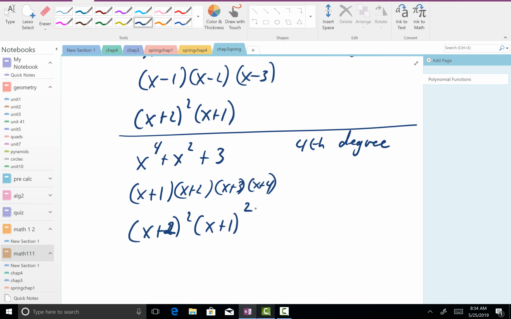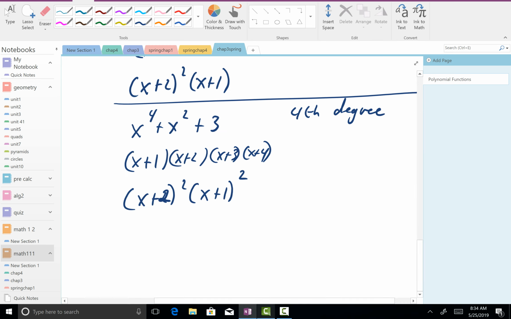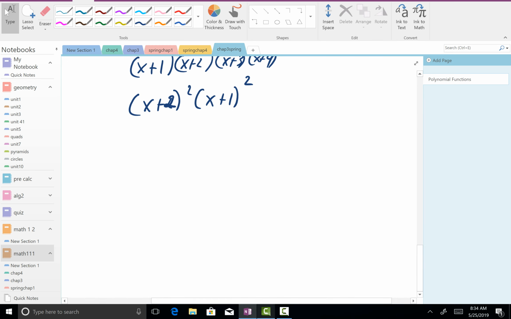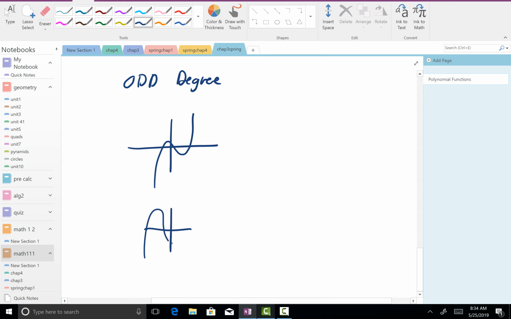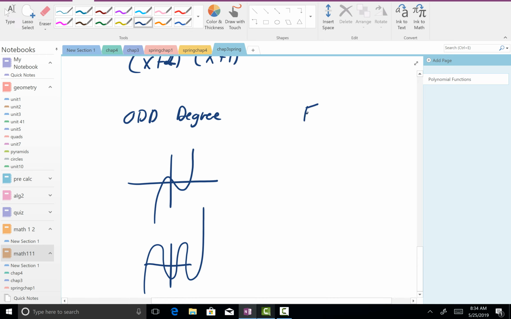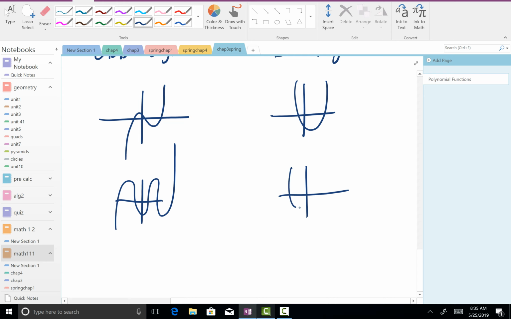But here's what's important, is what we said here. If we're going to have an odd degree, then it's going to look something like that. Okay? Even if it's a fifth, it's going to look like that. Okay? Even if it's a fourth root where we get a W, at the right window, it's going to look more like a U. Okay?